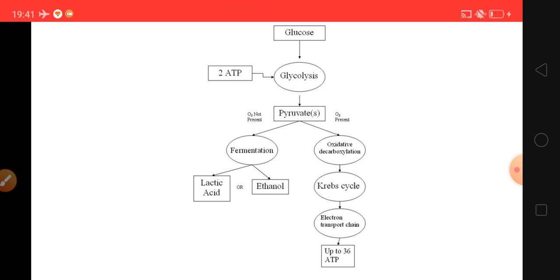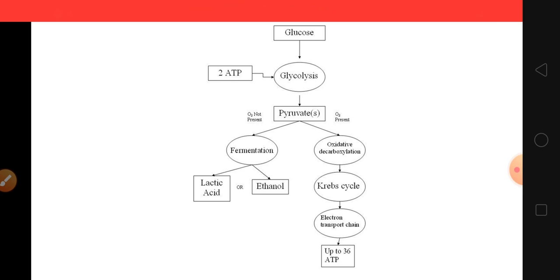The second step is Krebs cycle. Glycolysis takes place in the cytoplasm, whereas Krebs cycle takes place in the mitochondria. The third step is the electron transport chain, or you can say the ETC chain or ETC cycle. This takes place in the inner membrane of mitochondria. And the fourth step is oxidative phosphorylation, that takes place in the F1 F0 particle of mitochondria.